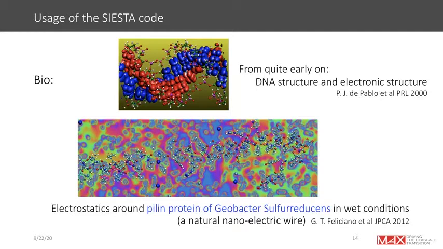That's an electrostatic map, but it is a situation in which we have a naturally evolved nanoelectric wire, which some strange bacteria are using to feed themselves. And so electronics is very important there, as well as the electrostatics shown here. So there were SIESTA calculations, again, in this case of the order of 4,500 atoms.